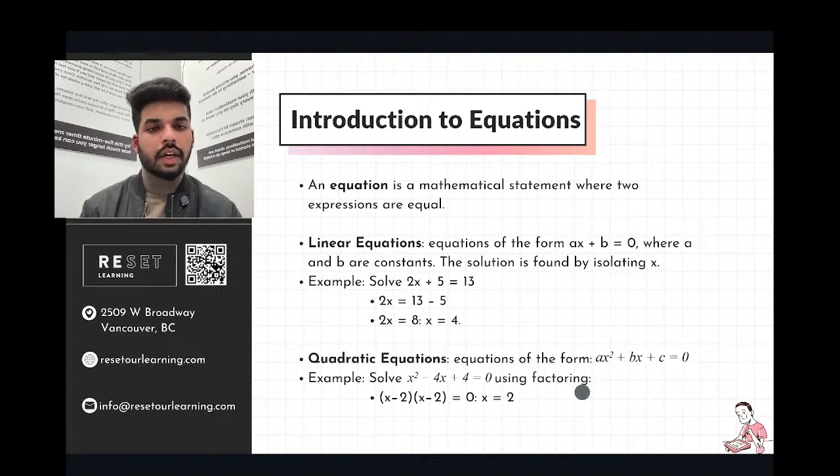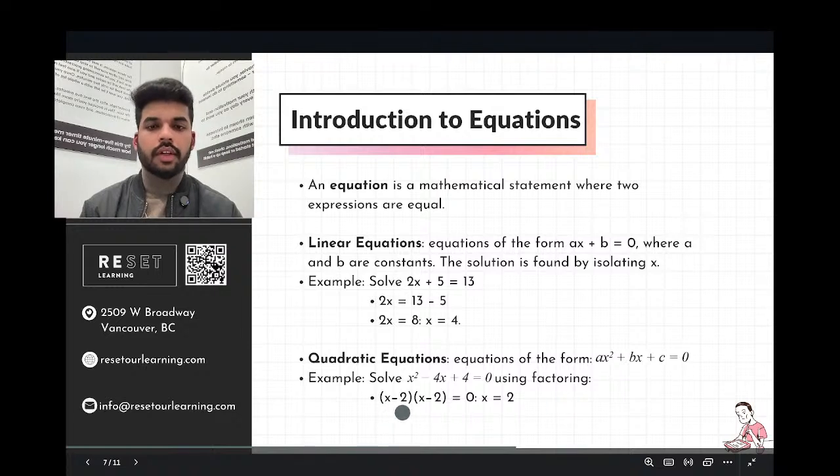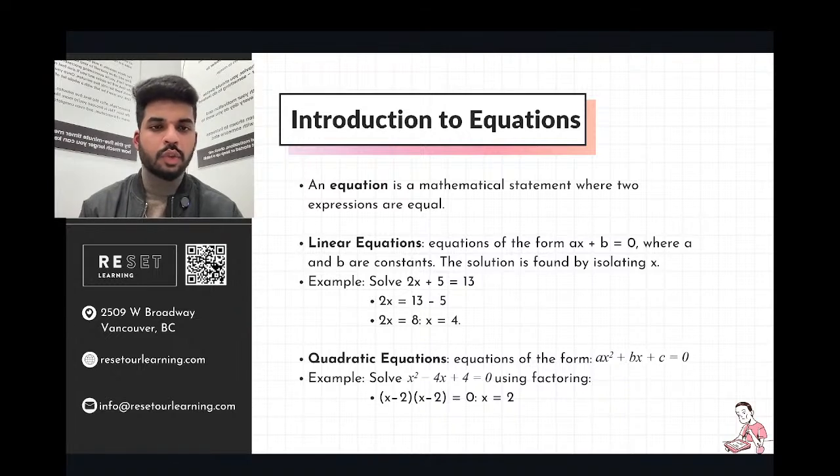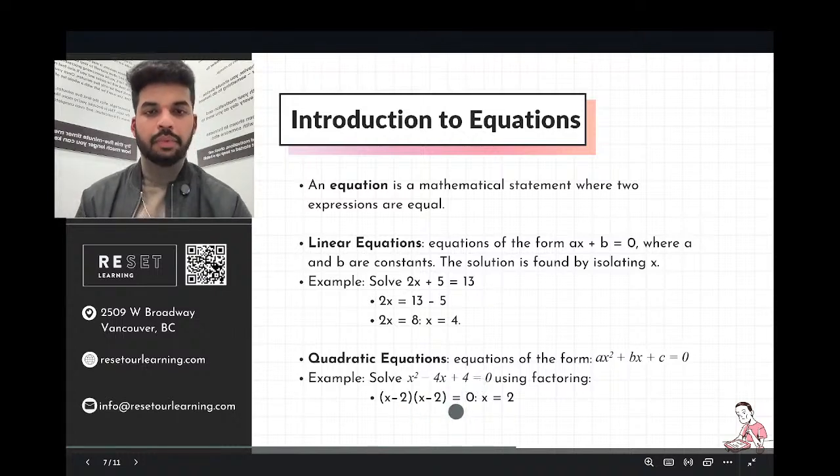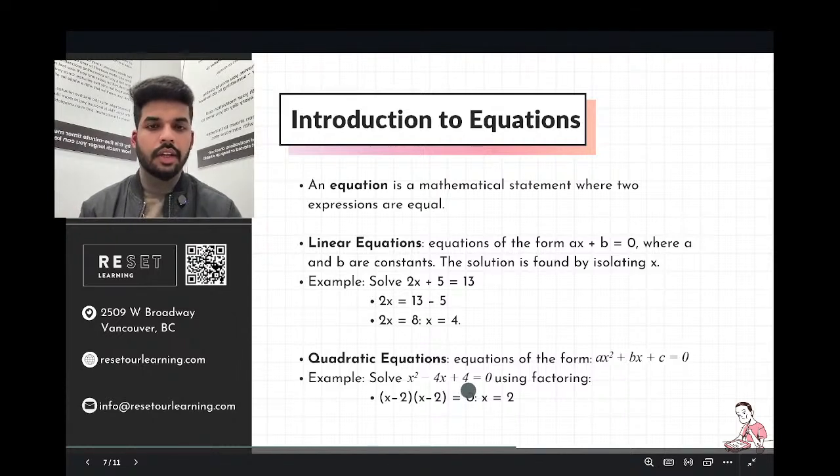There are times we can use factoring. We can factor out all the possible values of x, and that helps us get the solution. Or there's another way, which is the quadratic formula. That's slightly trickier, but it's something we can use when we are not able to factor. I'm not sure if you've done factoring before, but there are multiple ways again.